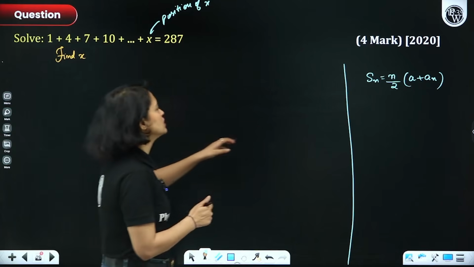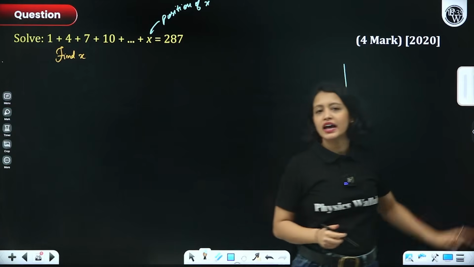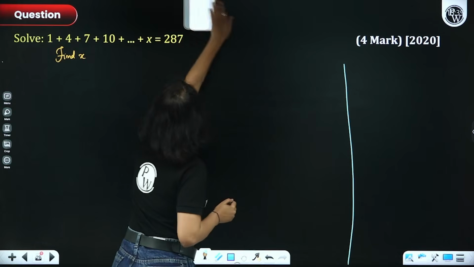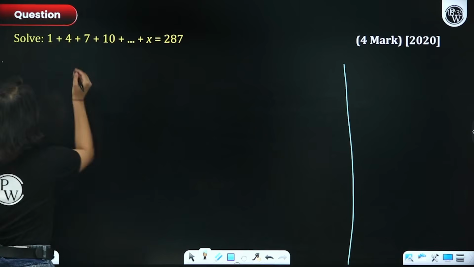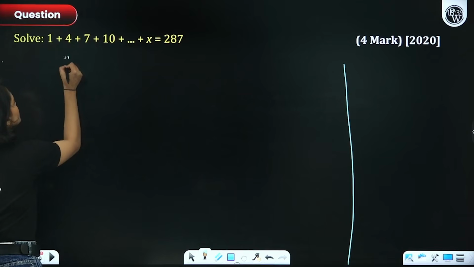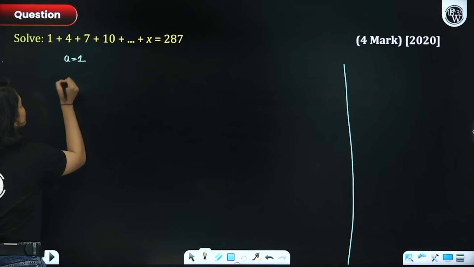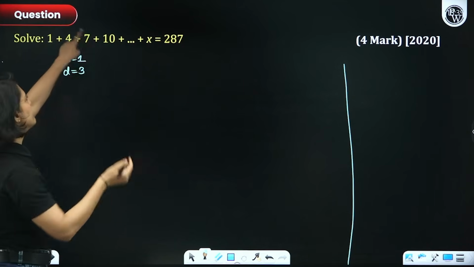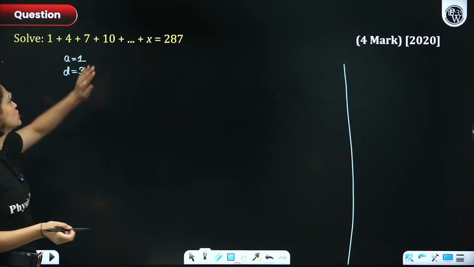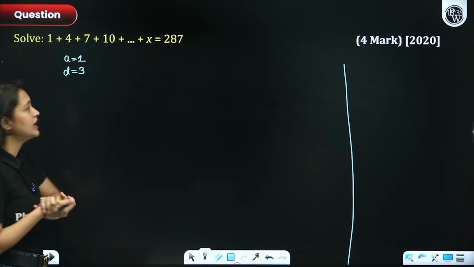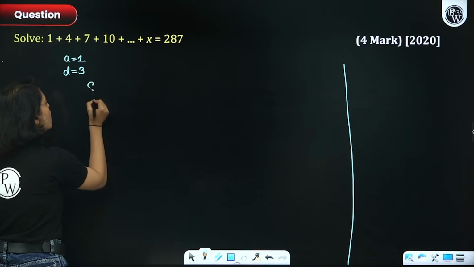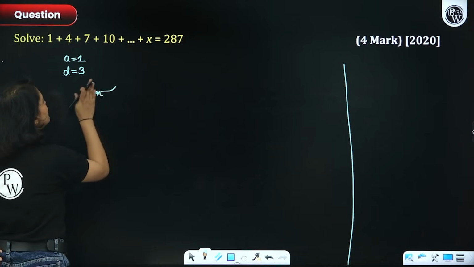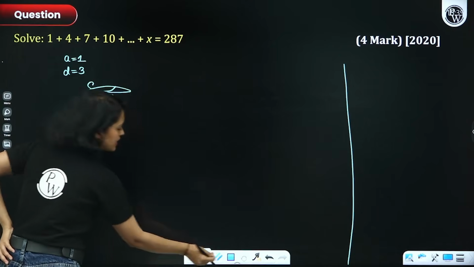Okay? Chalo ji. How can we figure out the value of n? Let's understand. So here, first, I know the value of a. It is 1. I know the value of D. D is what, everyone? 4 minus 1, 3. And you can check this is an AP, okay? 7 minus 4, 3. 10 minus 7, 3. Okay, so I have a as 1 and I have D as 3. Now, sum of n terms. Let there be n terms. Let me write that also.